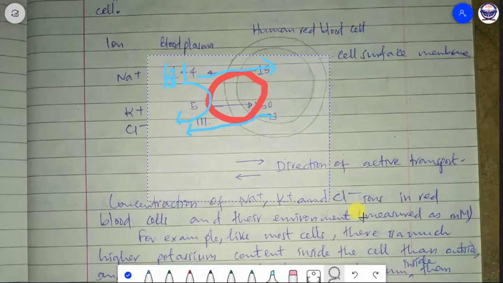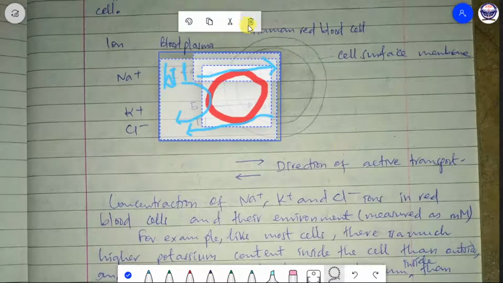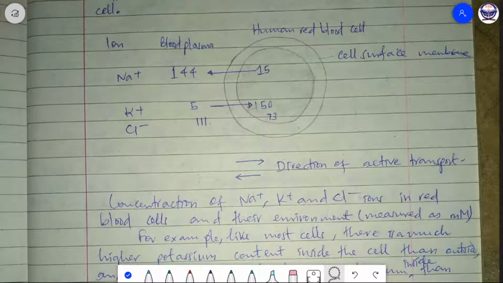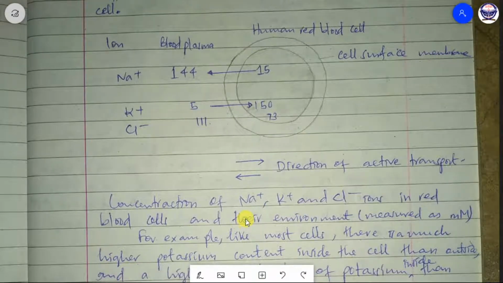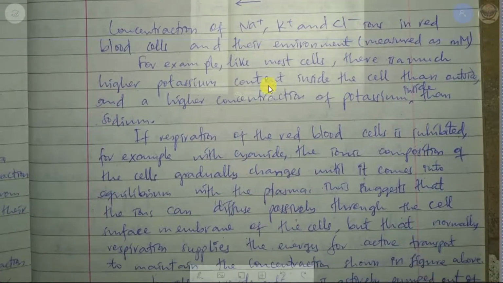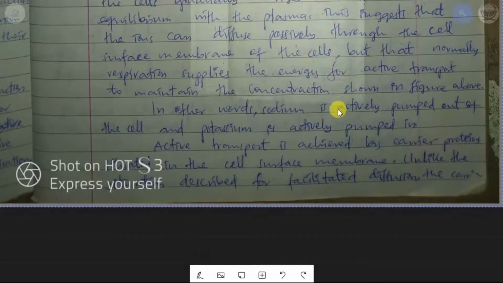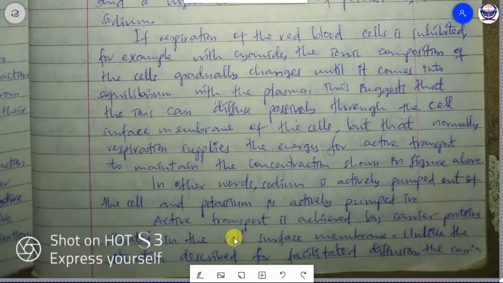This is something we shall discuss later. But this is how the concentration of ions is maintained across the cell surface membrane of many cells in the body. So what we are saying is that active transport is achieved by carrier proteins situated in the cell surface membrane.